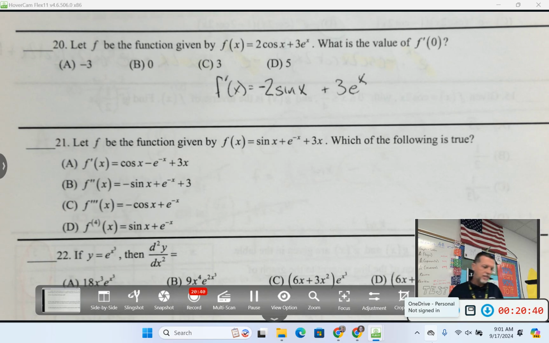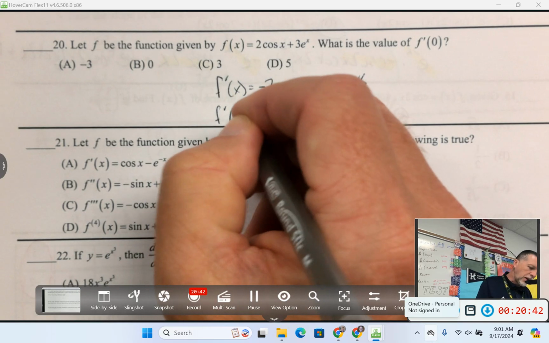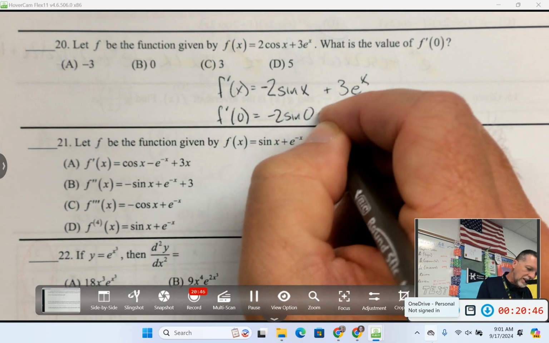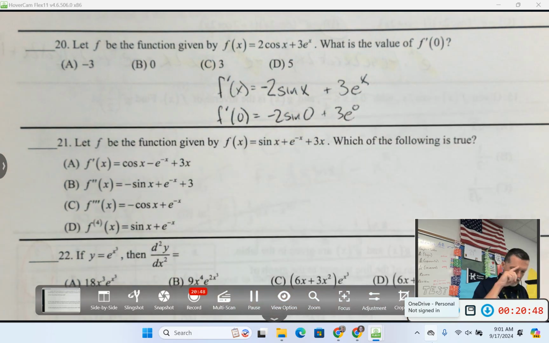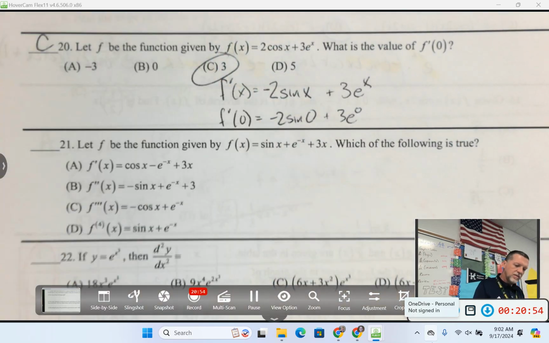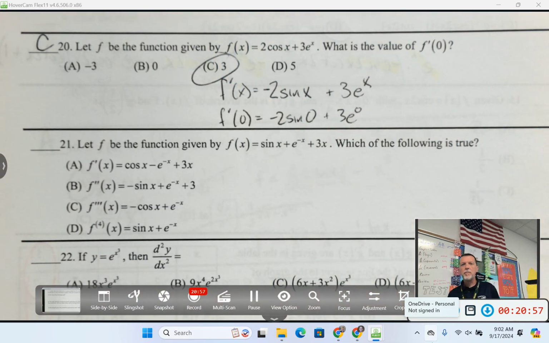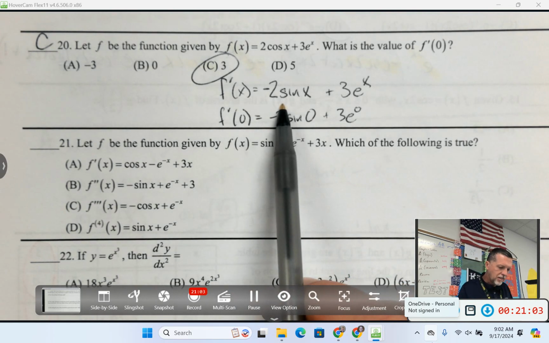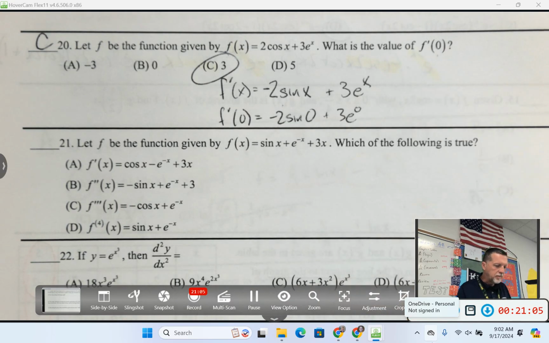Yeah, I wasn't expecting a problem of this difficulty to be number 20. Sine of 0 is 0. E to the 0 is 1. So, C. Doubting myself. It felt too easy. Derivative of f. Plug in 0. We like that one.